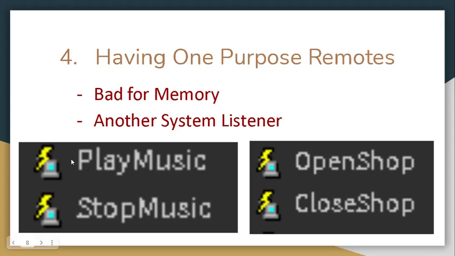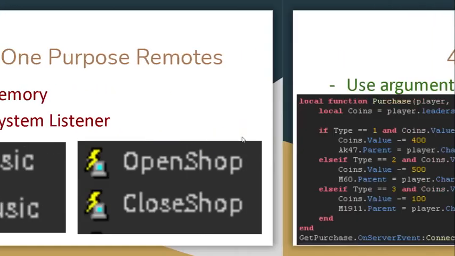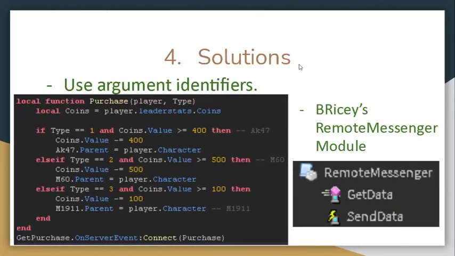We have just two events for just one type of thing, music, and that's really not good for your system. Let's look at these solutions. The solutions are pretty simple. You can use argument identifiers.